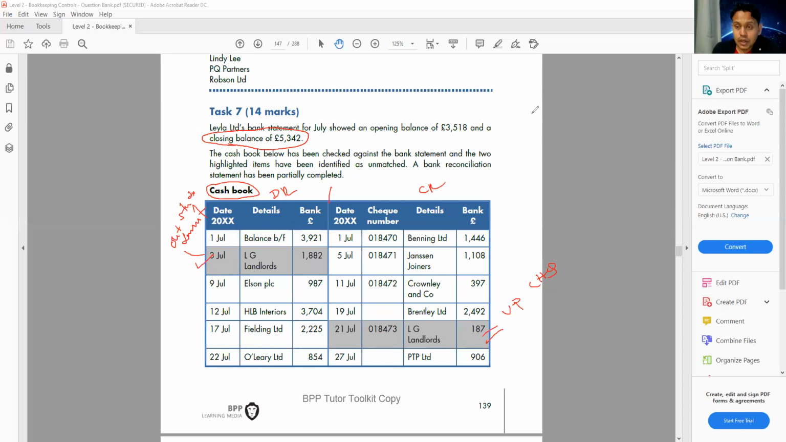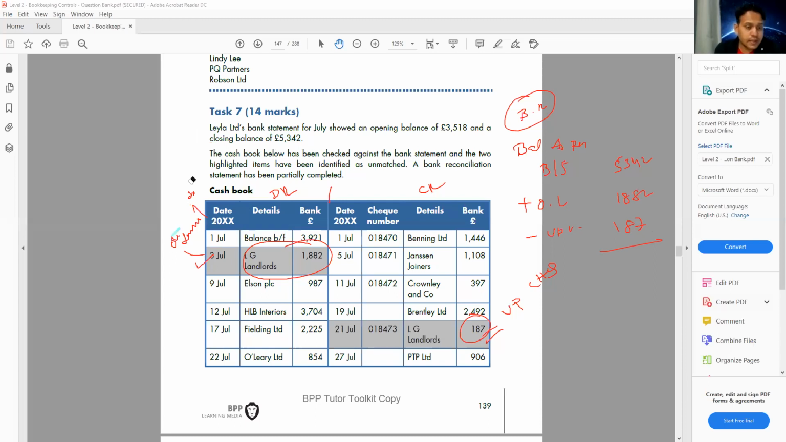So if you remember the template for the bank reconciliation, we have opening balance or balance as per bank statement. So let's write this one. Balance as per bank statement. That one we take the closing balance, not the opening. Remember, we always take the closing balance. That is 5342. With that, we add the outstanding lodgement, that is this one, and we minus the unpresented check, that is this one, 1882, and minus 187. That will give me the balance as per cash book. So that's how we need to do the reconciliation.